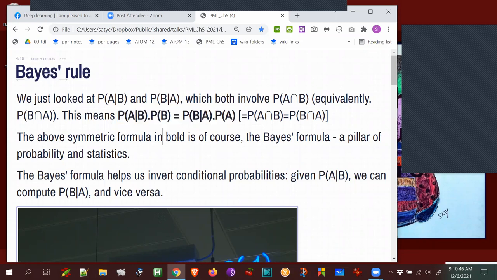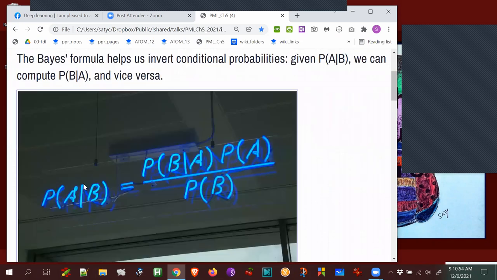So this symmetric formula is, of course, the Bayes' formula. Usually one of them is divided, so it looks like there's only one term, like that. So that's usually how you see it. So the probability of A given B is the converse probability of B given A times P(A) divided by P(B). But of course, you can always multiply it back.